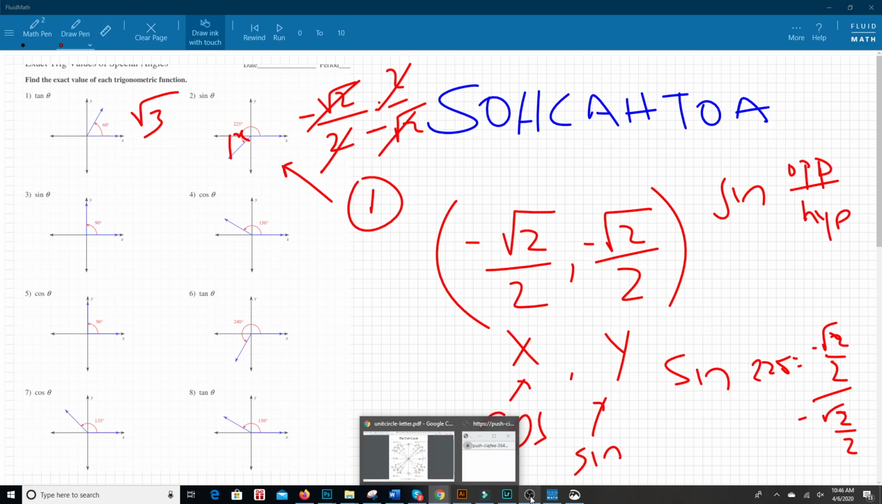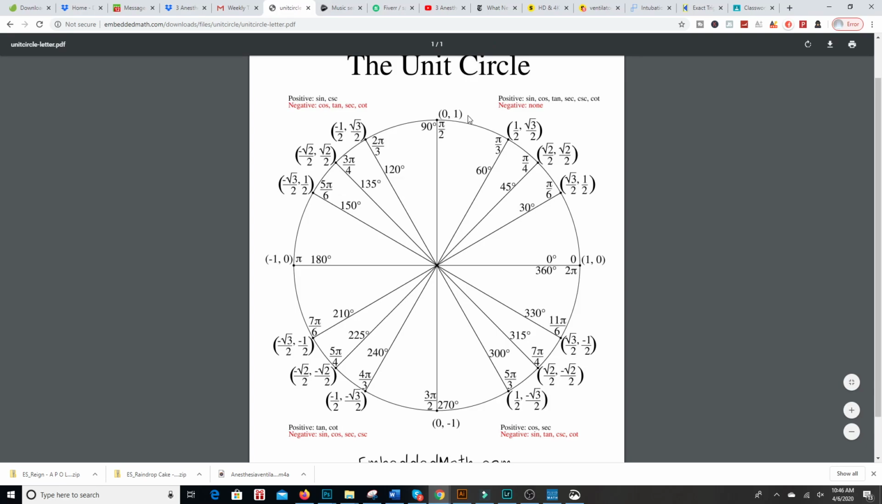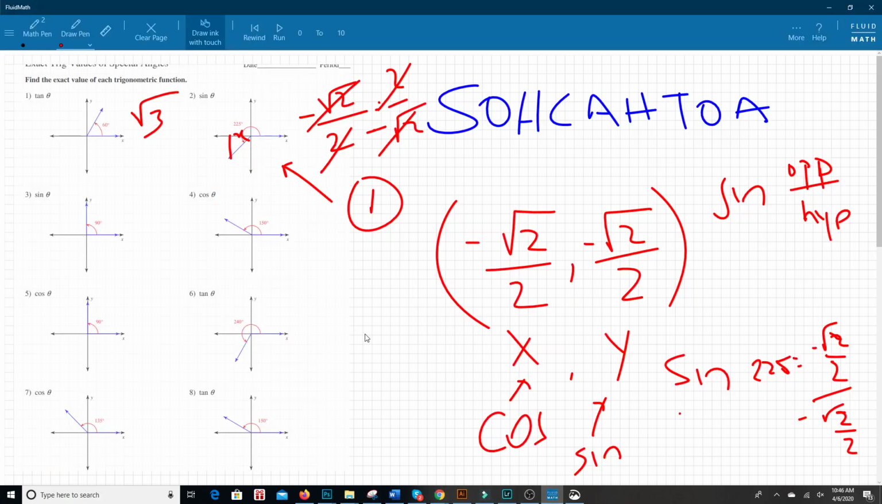Sorry guys. I just wanted to find out what answer did we get. Let's look at this again. So we're at 90 degrees. Let's go back to our trusty old unit circle reference chart. At 90 degrees, we're at 0 and 1 as the coordinate. 0 and 1 at 90 degrees, right? So we go back to Fluid Math right here, 0 and 1.